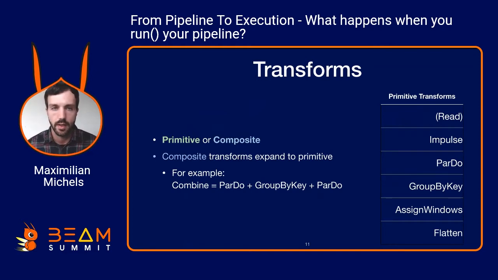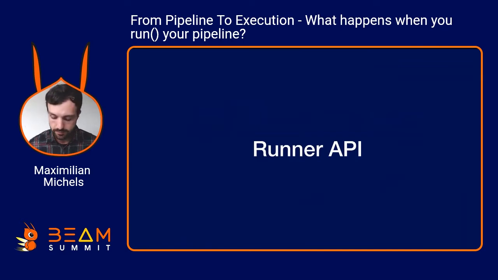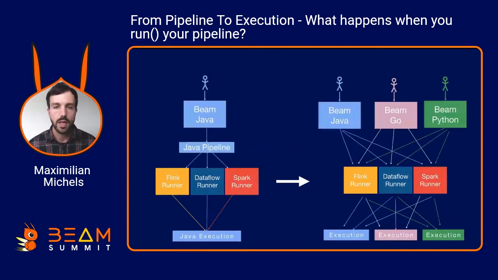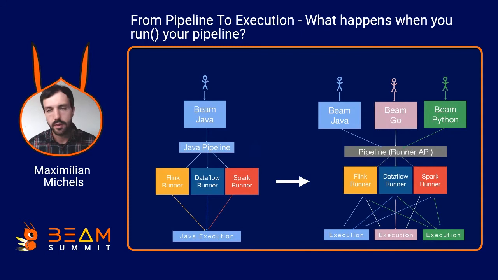So that's composite transforms. And if we now take a look at the Runner API, which represents this pipeline, we first see a development in Beam. In the early days we had just this Java pipeline, and everything was in Java really. That was part of Beam. And then we introduced this Runner API I mentioned previously, which really is a universal structure for the pipeline that we just saw. But how is it represented in the Runner API?